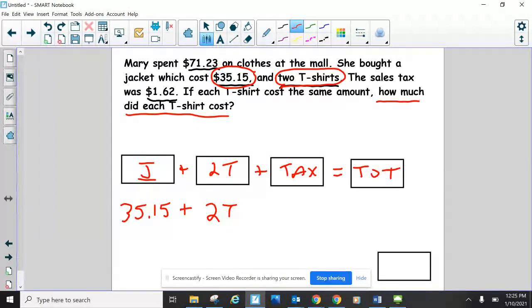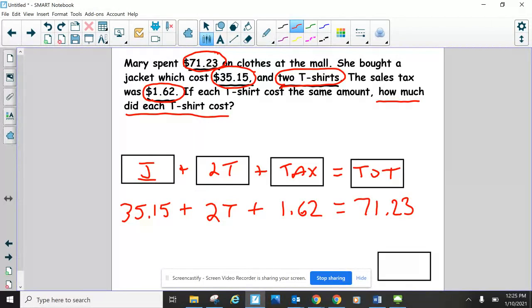Then the next thing we want to get in the problem is the cost for tax. Tax in this case costs $1.62. So we're going to add that here. And then finally, did they give us a total? Yes, they did. At the end, when Mary went to the register, they said, Mary, you owe us $71.23.